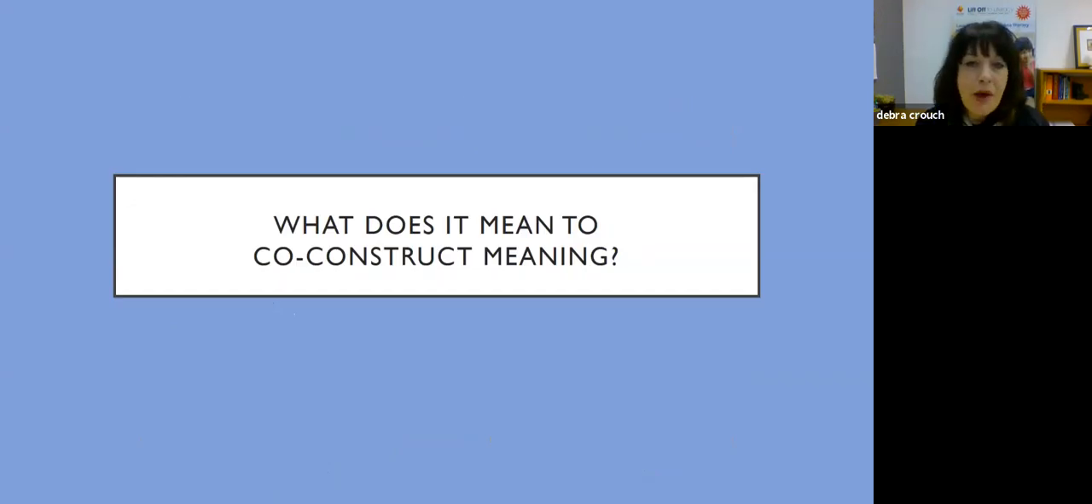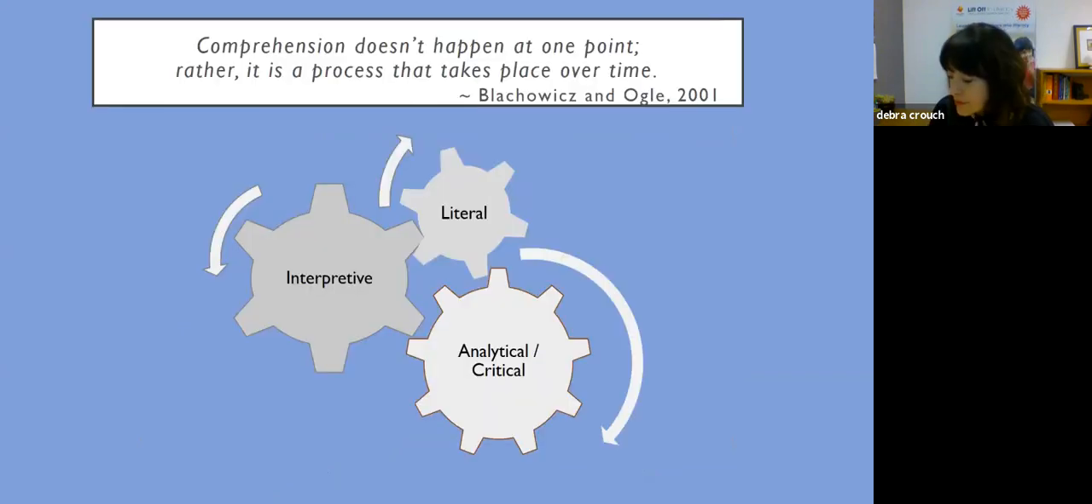So let's think a little bit about what it means to co-construct meaning in these kinds of classrooms. The first thing that I think is such an important concept is that comprehension isn't something that happens at one point. It's not the thing we do after we've read the text. It's the process that's happening while we're making meaning of a text. It's also something that takes place over time, because our comprehension and meaning making does not stop when we close the book. It doesn't stop when we even get to the end of the book. We continually are refining and reflecting on the understandings that we have.